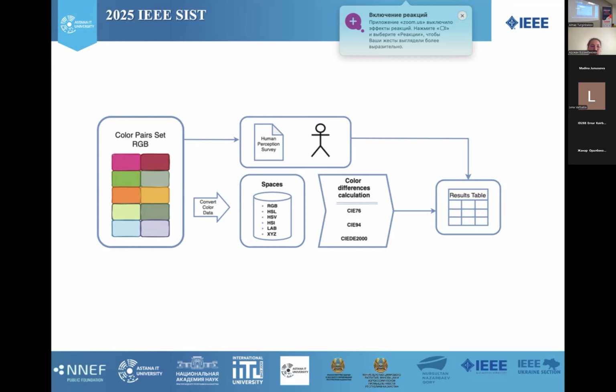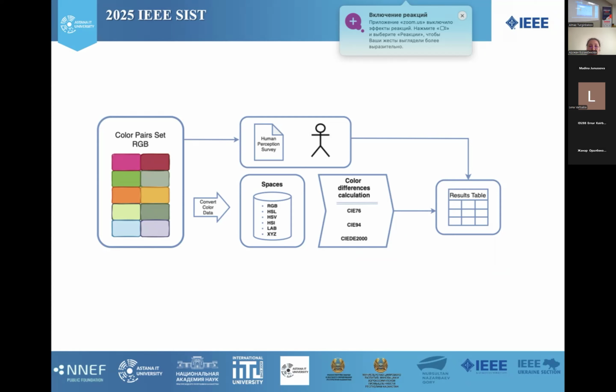Actually, from the start, we chose 20 color pairs with a different wide range of hues, saturations, and brightness levels. So we used a human perception survey. For the first step, we recruited 15 participants aged 20 to 23 years old, and asked them to rate the perceived differences between those chosen pairs.